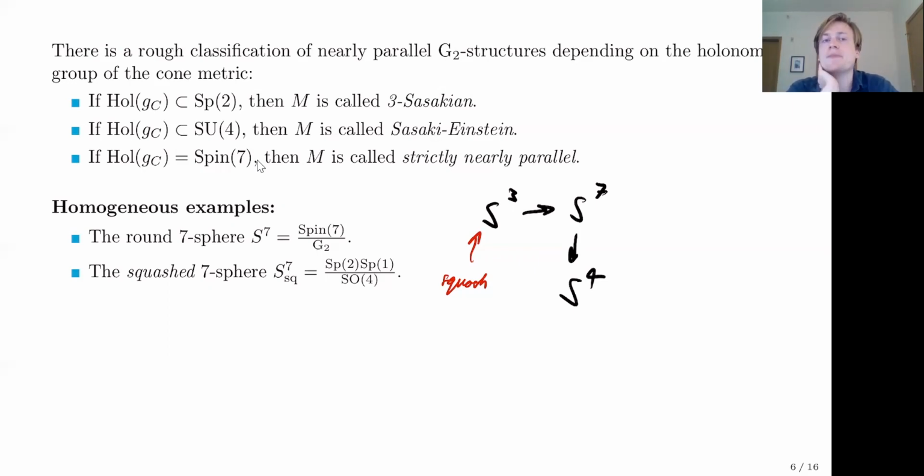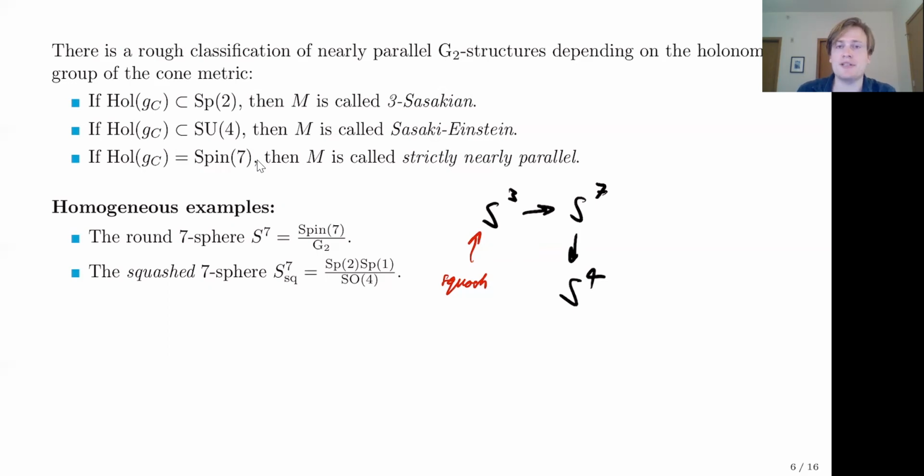This gives you a 1-parameter family of metrics, and there's a particular value of the parameter which gives you an Einstein metric. It turns out that this Einstein metric is induced by a nearly parallel G2 structure on the 7-sphere that is different from the nearly parallel G2 structure that induces the round metric. That gives you the squashed 7-sphere. In fact, this metric on the squashed 7-sphere turns out to be a strictly nearly parallel G2 structure.